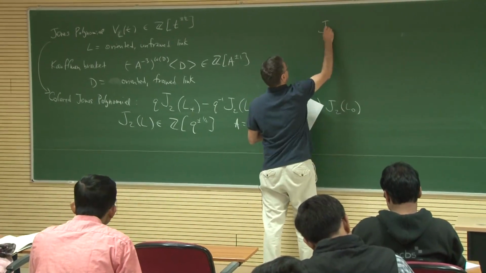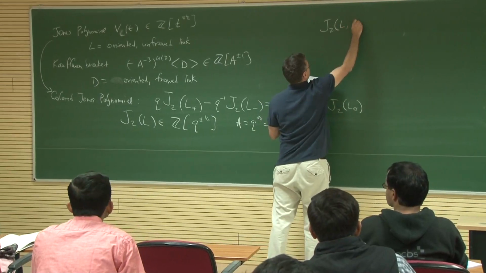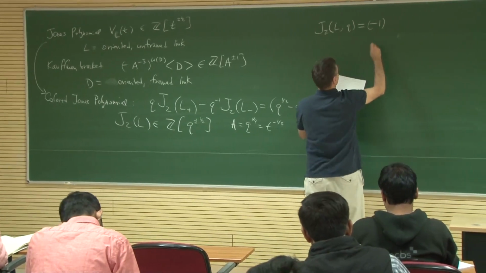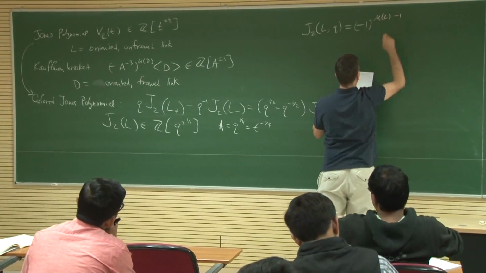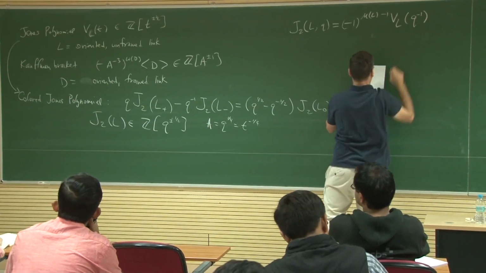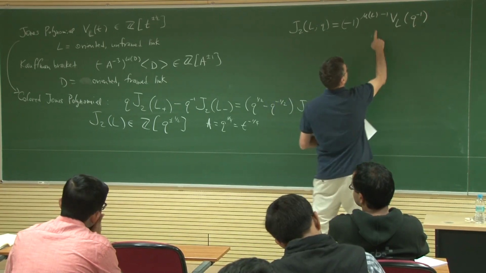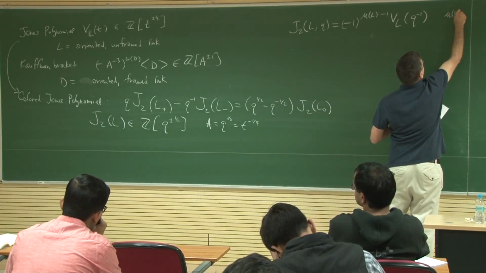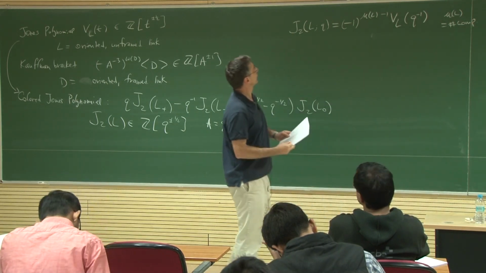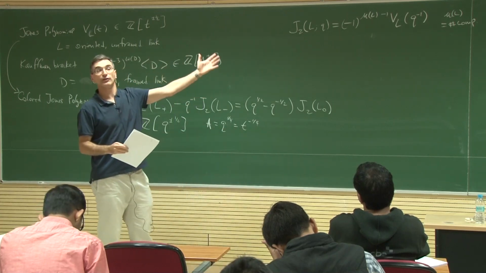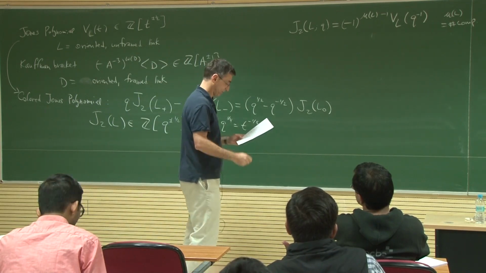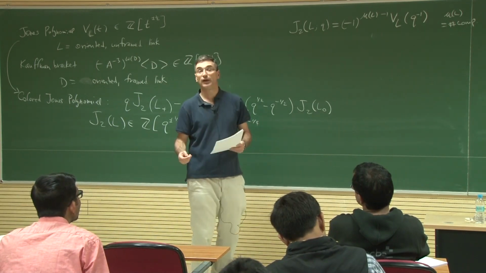J2 of L in q is minus 1 to the number of components minus 1, V_L of q inverse, where mu is the number of components. So this is the little dictionary of how to get from the usual Jones polynomial in that variable to the colored Jones polynomial, and then moreover we normalize.